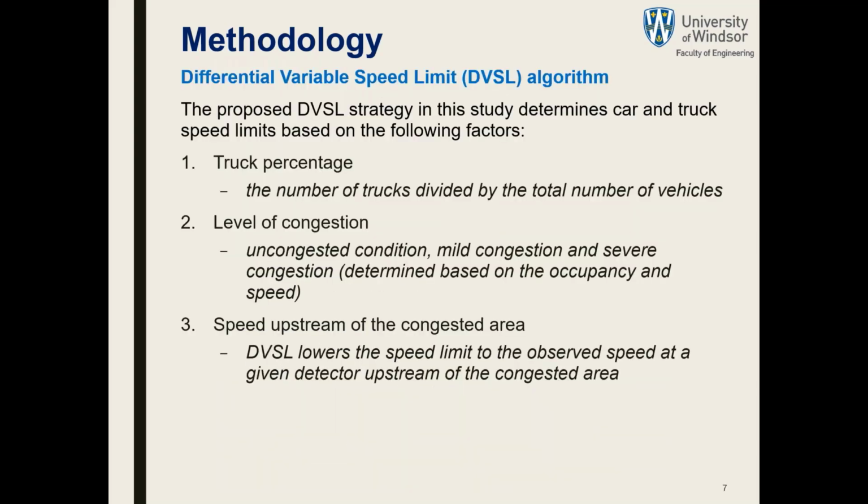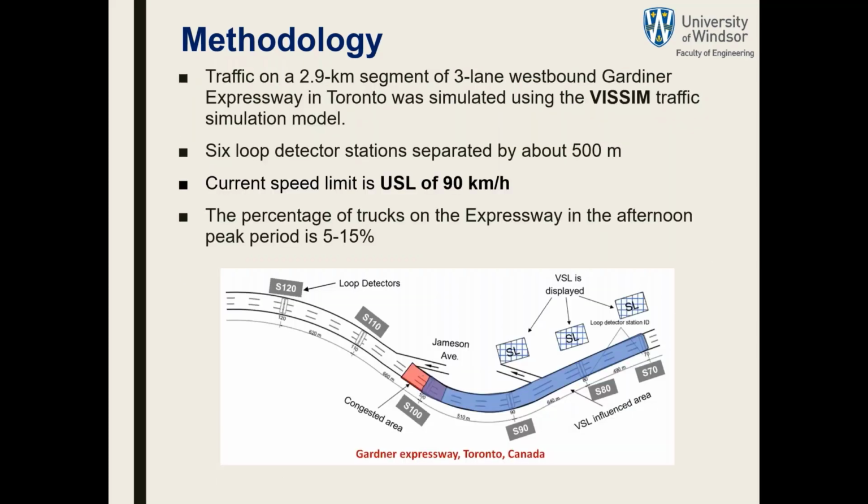So the proposed differential variable speed limit strategy in this study determines car and truck speed limits based on the following factors: truck percentage, the level of congestion, whether it is uncongested condition, mild congestion, or severe congestion, and the speed upstream of the congested area, which we will use right now, station 100, as we see from this graph.